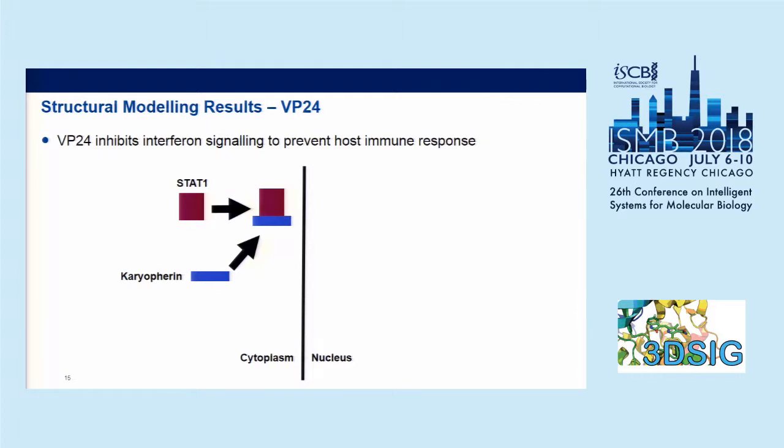Another Ebolavirus protein is VP24, and the main role of VP24 is inhibition of the host immune response. So physiologically, there are these 2 human proteins, karyopherin and STAT1, and they bind, and karyopherin helps STAT1 accumulate in the nucleus, where it will upregulate interferon signaling. So this is important to set the host into a state of defense against the virus. VP24 is able to bind to karyopherin and then prevent this accumulation and prevent interferon signaling, which is important for the virus, obviously, to have a successful infection.